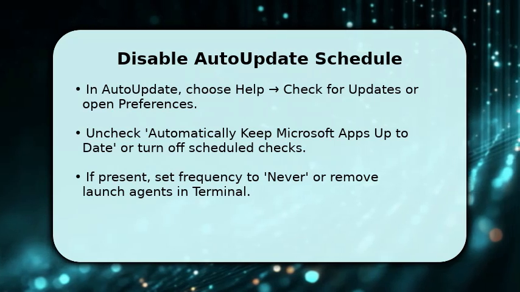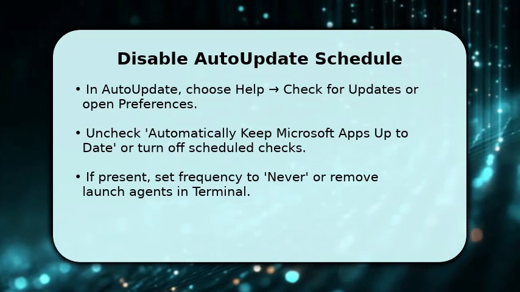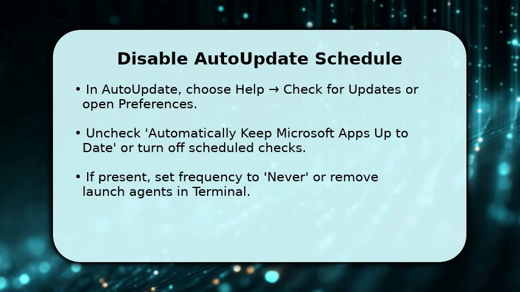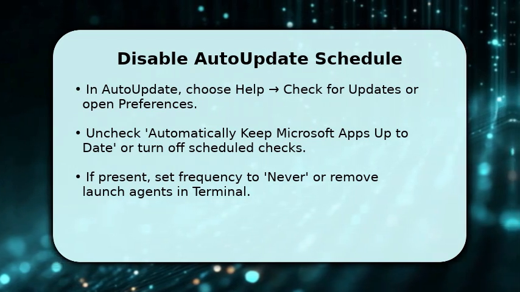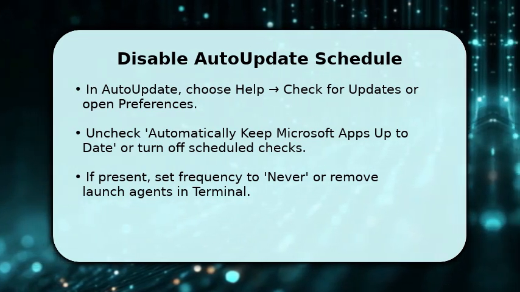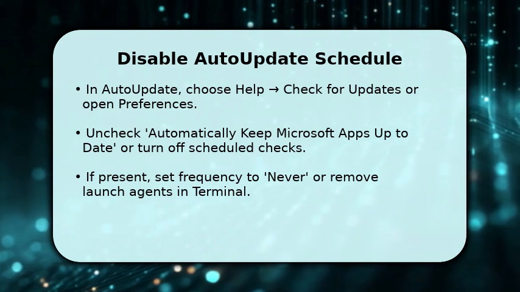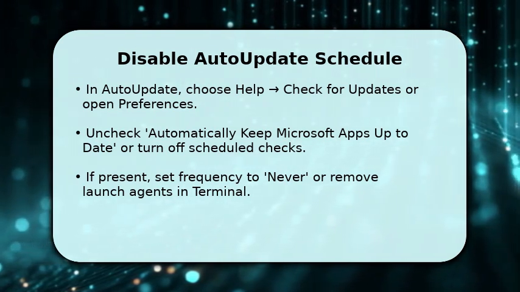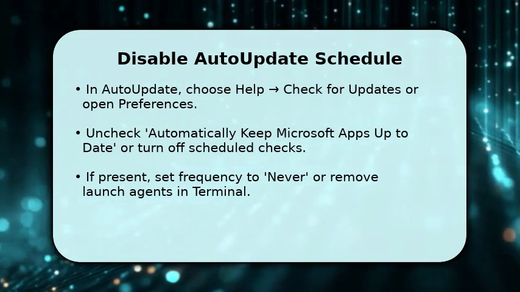You now change the update behavior inside Microsoft AutoUpdate. Open Preferences and uncheck Automatically keep Microsoft apps up to date, or turn off scheduled checks so updates stop running in the background. If the GUI still schedules tasks, you'll remove the launch agent.